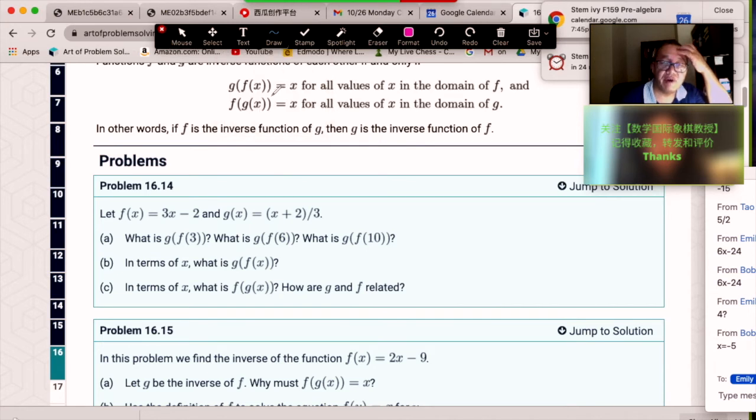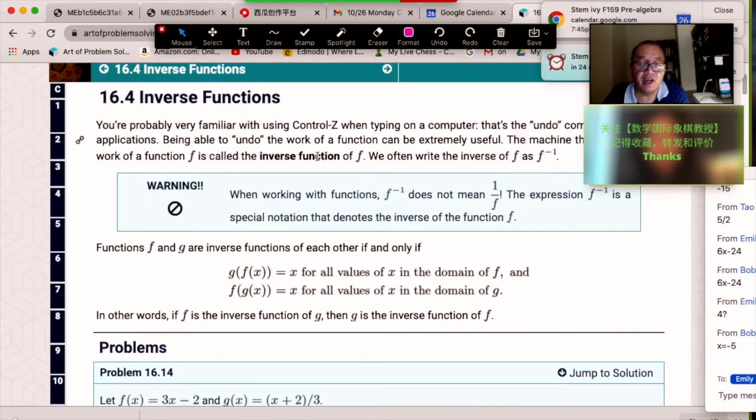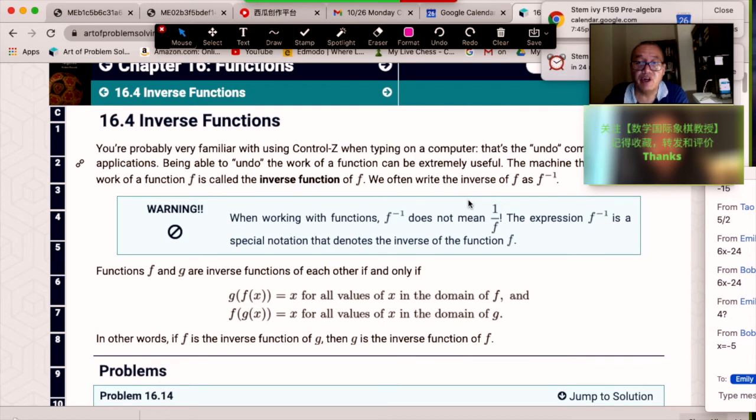Say this one. Actually, here it's a little bit difficult to understand. Say, if we use the original function, we call that f(x). Then the inverse function will be f negative 1. This one does not mean 1 over f, okay? This just means it's a special notation to denote the inverse of function f.